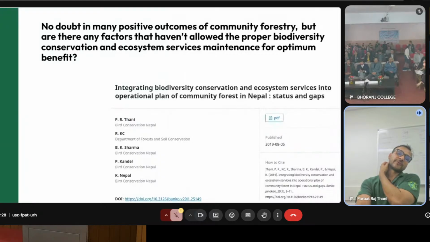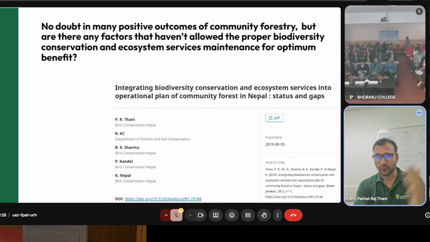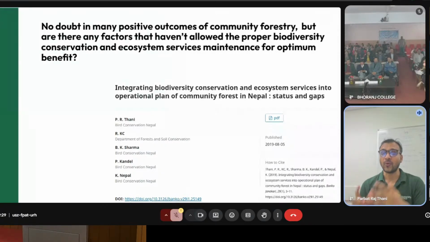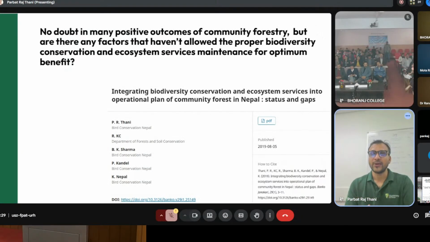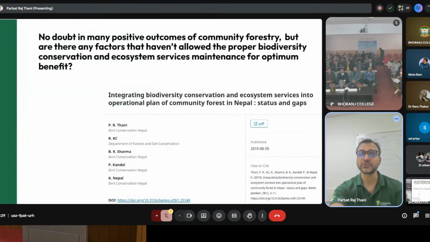Now, the main concern: we had just moved community forest from a centralized system to a decentralized system, and all the people involved here now, were we on the right track? Did we get all the things that we needed? Were we able to maintain the forest system nicely and get optimum benefits from there? So that was the main concern.